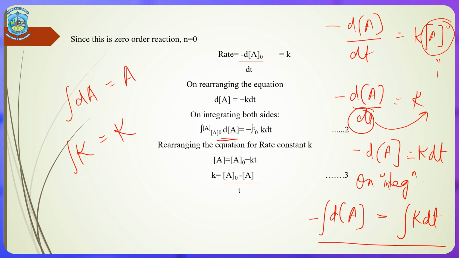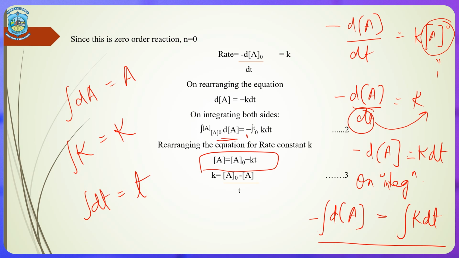I have transferred the negative from the left hand side to the right hand side. So here is my negative sign, and integration of K dt will give me K. K is a constant, so it will come outside the integration sign, and integration of dt is equal to t. Simple. Now I will get this particular thing. I have applied the limits from A0 to A. So after the integration of this equation, I get A equal to A0 minus Kt.